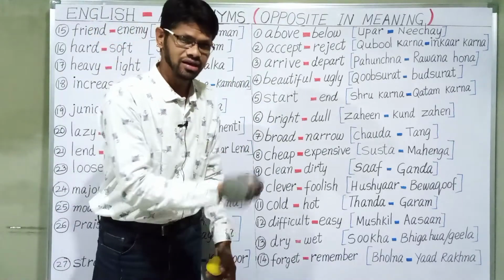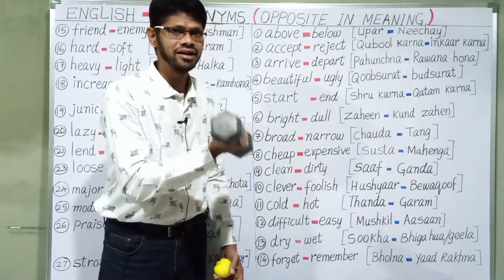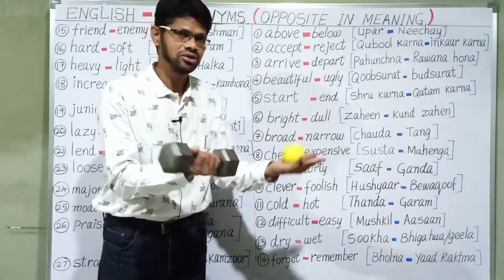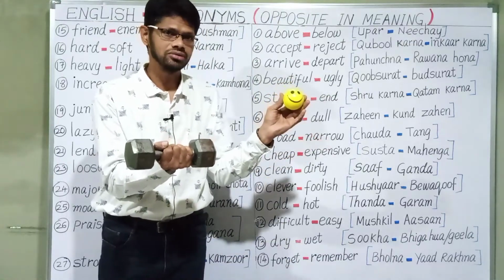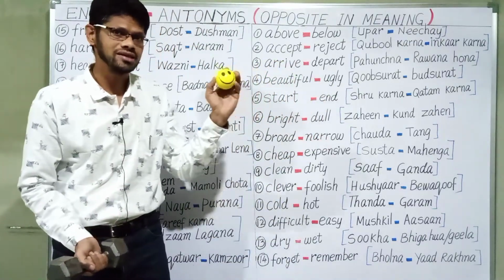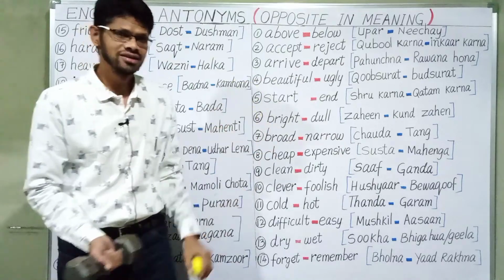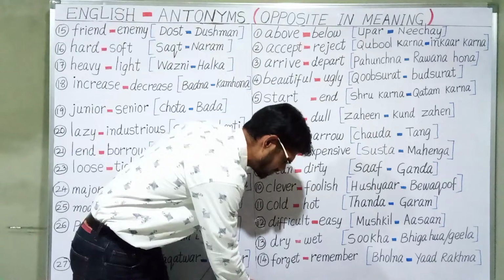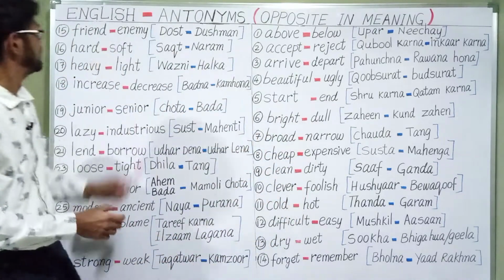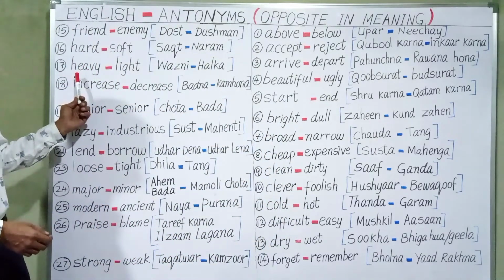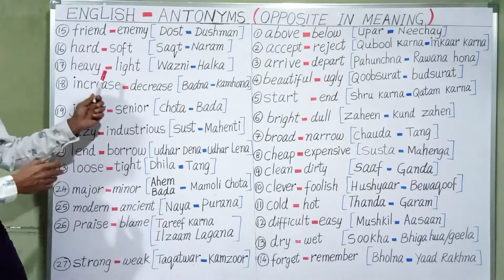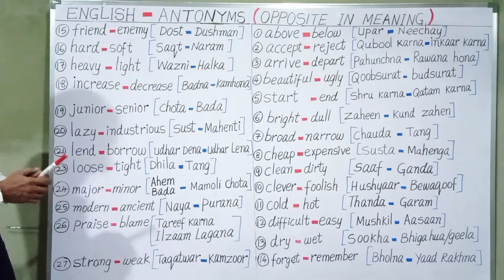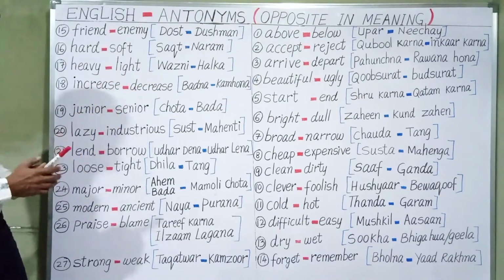and you can see I have a dumbbell in my hand. It is very heavy compared to this smiley ball. So this smiley ball is very light in weight. This dumbbell is very heavy. Okay, so these two we can take as the example. Heavy, what is the meaning of heavy? Wazni. Light, halka.